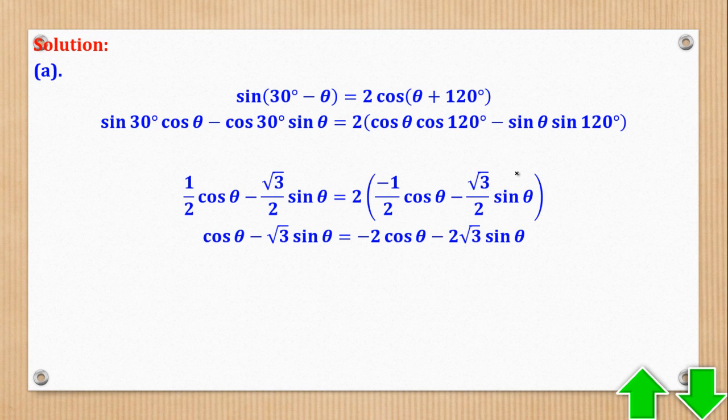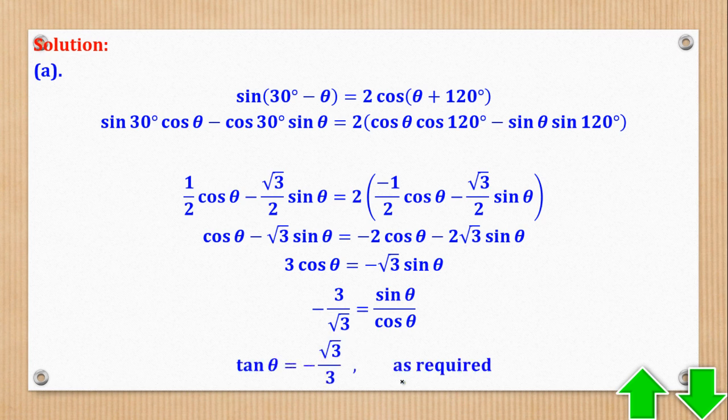They want tan, so I'm going to divide throughout by, I can either choose to divide throughout or I can rearrange. When I collect like terms, this can go this side to become 3 cos theta. This can go this side to become negative root 3 sin theta. Then divide both sides by cos to come up with this, and sin over cos is tan. So that's what they wanted.